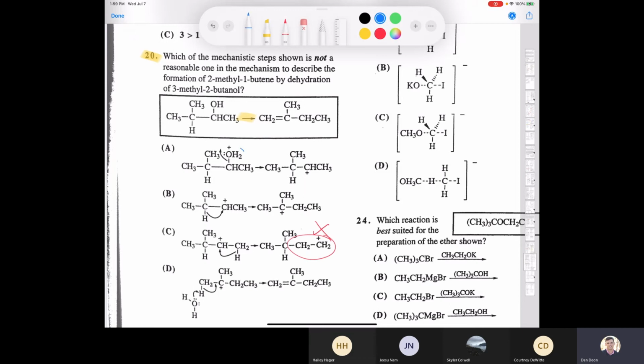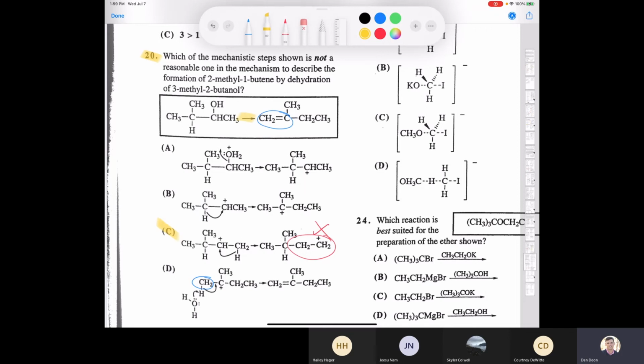The protonation and loss of the leaving group to make the carbocation, that's good. The hydride shift, which is going to have to occur to make this carbocation, and then in order to make the Hoffman alkene, you'd have to pull off this beta proton. It's not going to be the major product, but that's not what the question is about. It's asking you about which one of these mechanisms is good to make this compound. And you can see that C is the right answer. That has nothing to do with this reaction whatsoever.